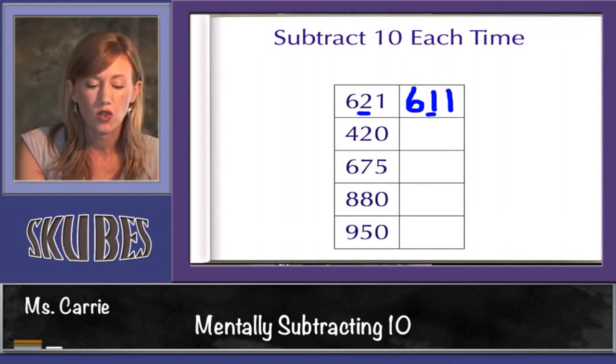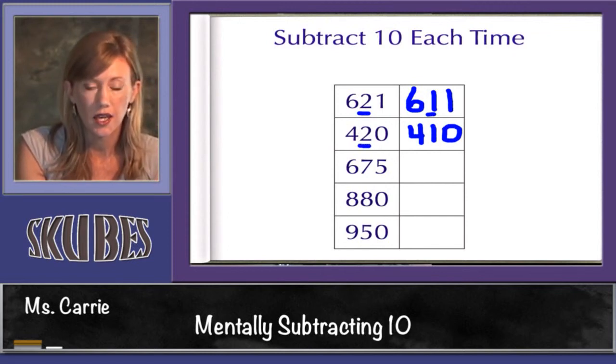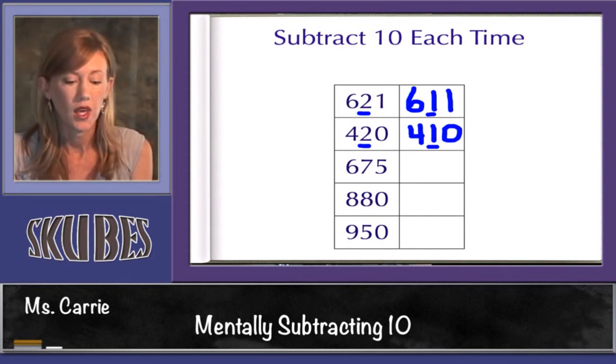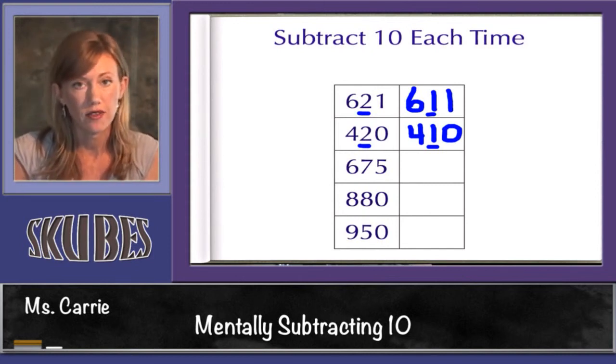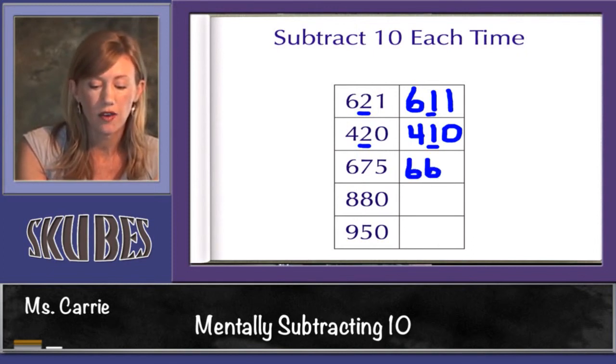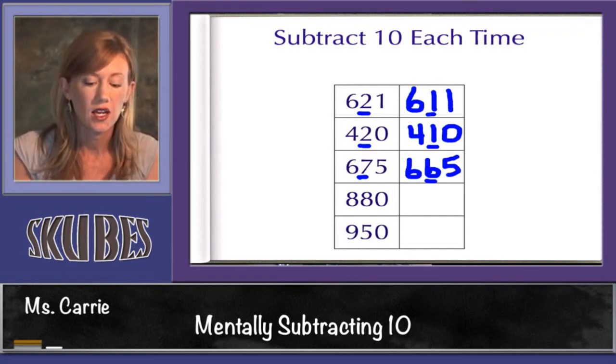And the number 420, it becomes 410. The 2 loses a 10 to become a 1. The 4 and the 0 stay the same. And the number 675, it becomes 665 when we subtract 10. The 7 in the 10's place becomes a 6 in the 10's place because we lost 10. The 6 and the 5 stay the same.